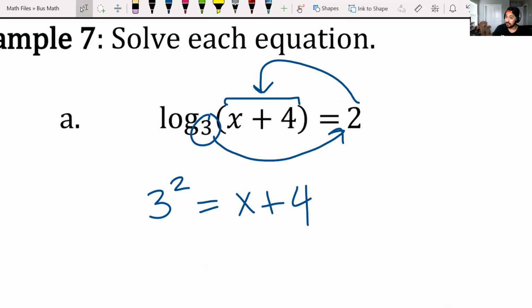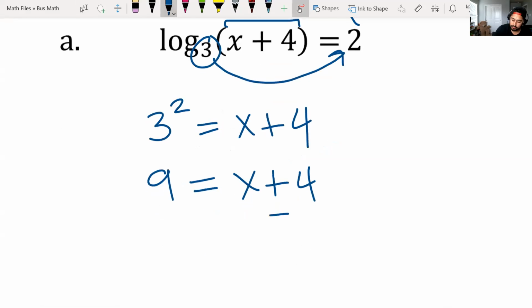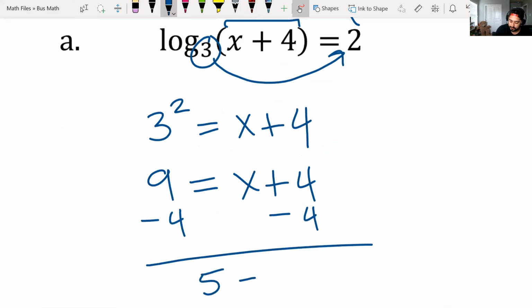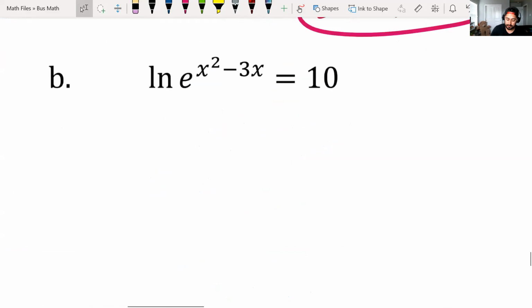Now, the log is gone. X is out there by himself, and all we have to do is solve for x. So clean this up, and we get 9 equals x plus 4. Subtract 4, and 5 equals x. That's it. That's all we had to do. Let's go to B.